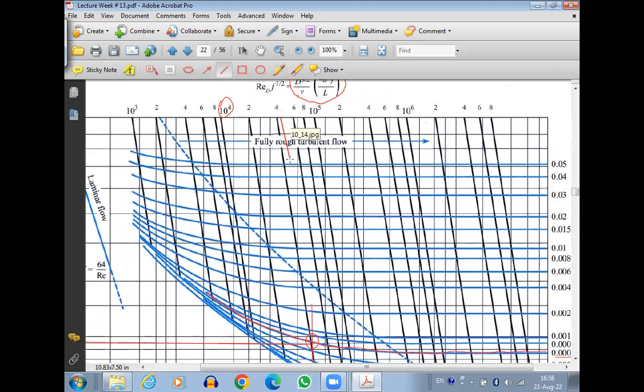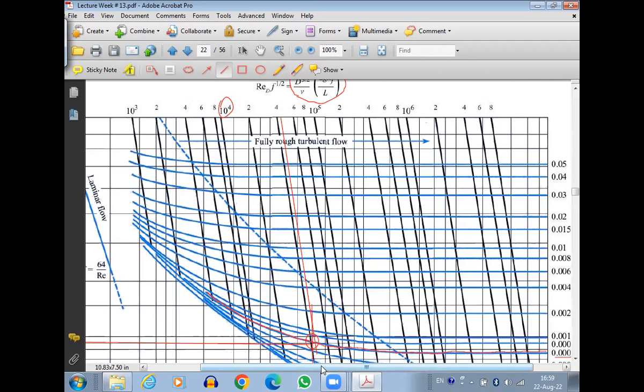So from this, I'm going to draw a parallel line, and I have to intercept the same relative reference line. So that's 4.38 into 10 to the power 4. Okay, and again, the point of interception would be here.